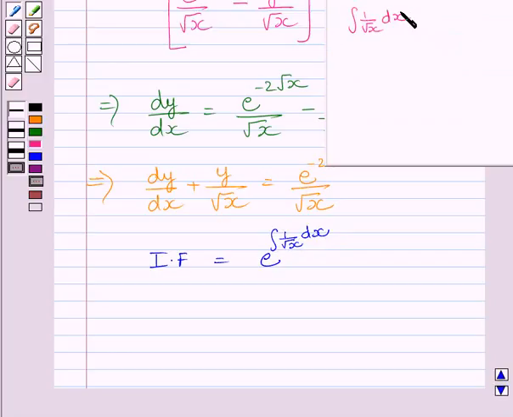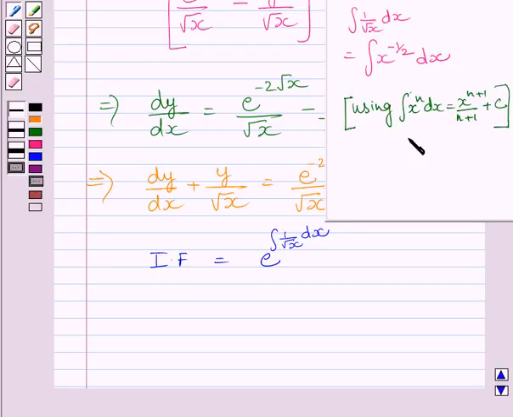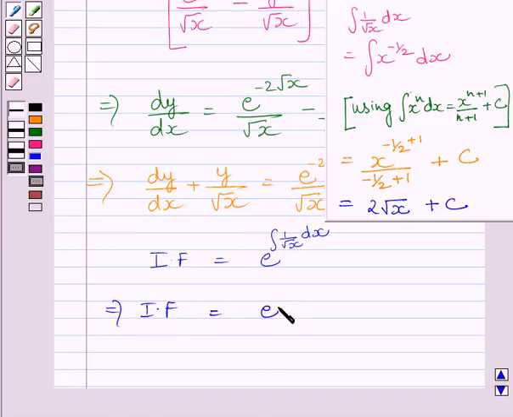Now let us find out this integral. We know this integral can be written as integral of x raised to the power minus 1 upon 2 dx, since 1 upon root x is equal to x raised to the power minus 1 upon 2. Now using this formula of integration, we get this integral is equal to x raised to the power minus 1 upon 2 plus 1 upon minus 1 upon 2 plus 1 plus c. Now simplifying further, we get 2 multiplied by root x plus c. Now we get integrating factor is equal to e raised to the power 2 root x. Clearly we can see this integral is equal to 2 root x.